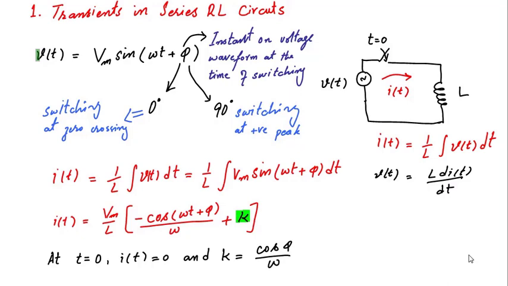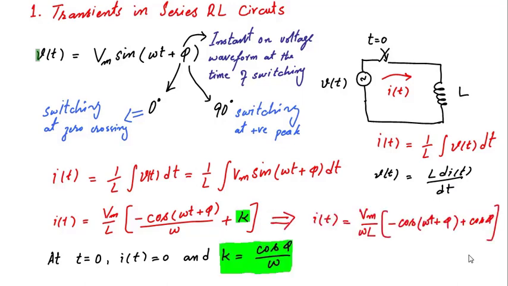At time t equal to 0, as there was no current before the switch was closed, the inductor was completely de-energized, so current i(t) will be 0 as well at time t equal to 0. And when we calculate the value of k, that will become cos phi over omega. Let's substitute this value in the above equation. So we get the value of i equal to Vm over omega L, where omega L is also known as inductive reactance XL, times minus cos(omega t plus phi) plus cos phi.